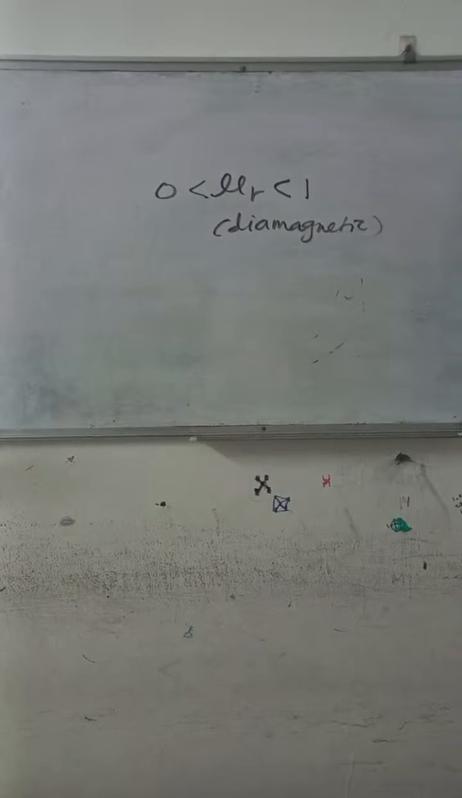Now write down the next question. If the magnetizing field of a ferromagnetic material is increased, its permeability: first option, decreases; second option, increases; third option, remains constant; D, first decreases and then increases.